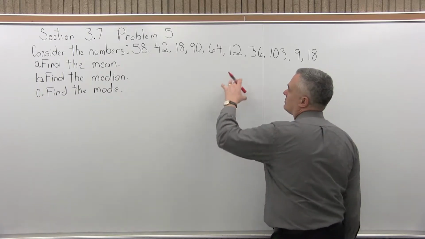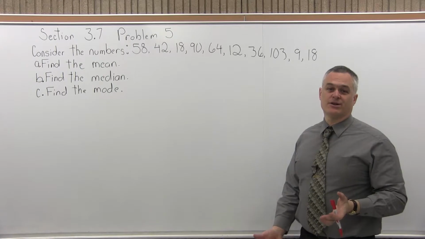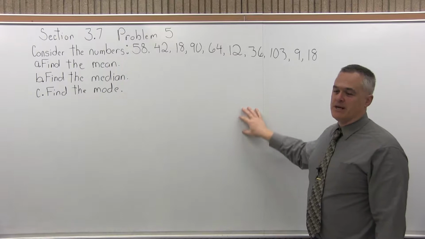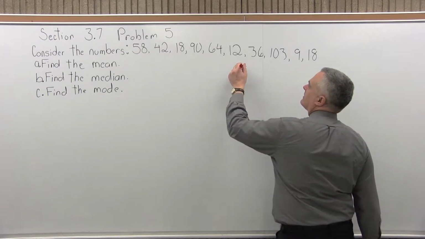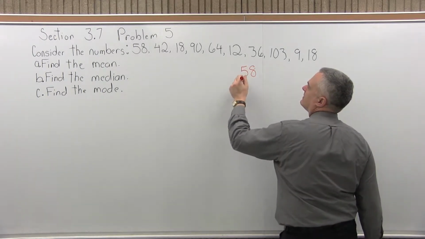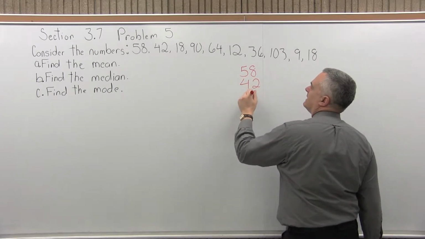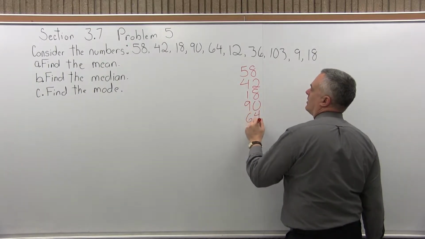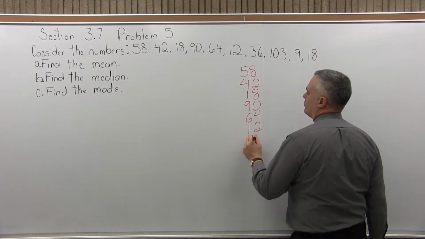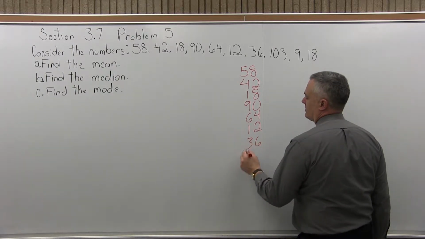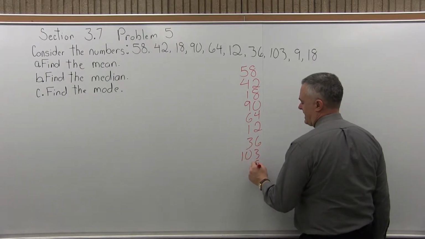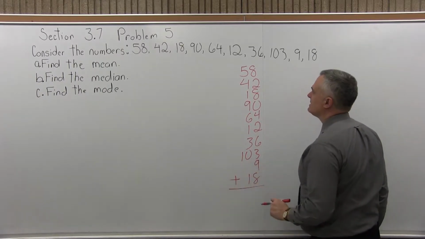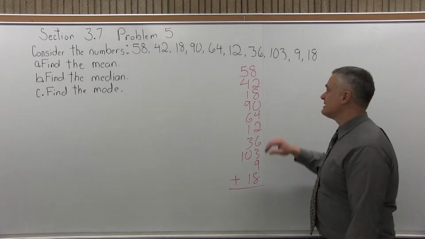It's easiest, of course, to use a calculator. But if your teacher won't let you use a calculator, adding in a vertical format is the way to do it. So let me write them down: 58, 42, 18, 90, 64, 12, 36, 103, 9, and 18, plus. It's a pretty long list.